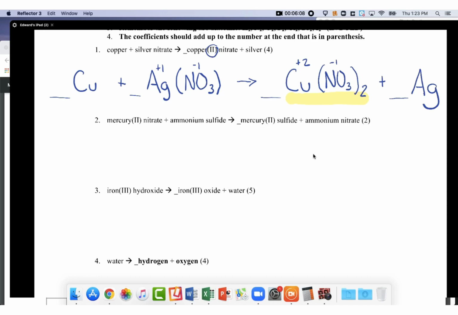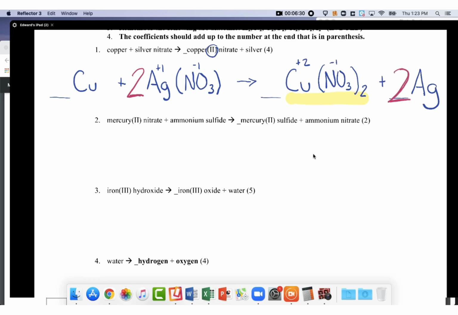Let's do this in red. And this is good to show the different colors if you want to make it look cooler. So we have 2 nitrates on the right. We need a big 2 in front to fix it on the left. Fix the partner now. Now we have 2 AGs on the left. We need to fix that AG on the right.